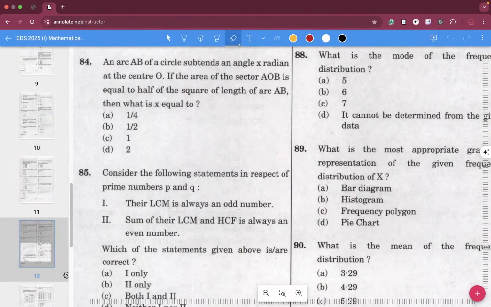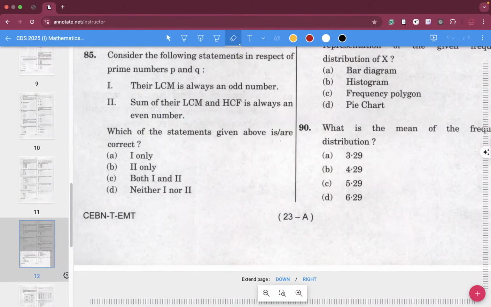All right, so we'll move to question number 85. Consider the following statements in respect of the prime numbers p and q. The LCM is always odd. So we are trying our level best to prove all of this wrong, and over here we are trying to prove it wrong.